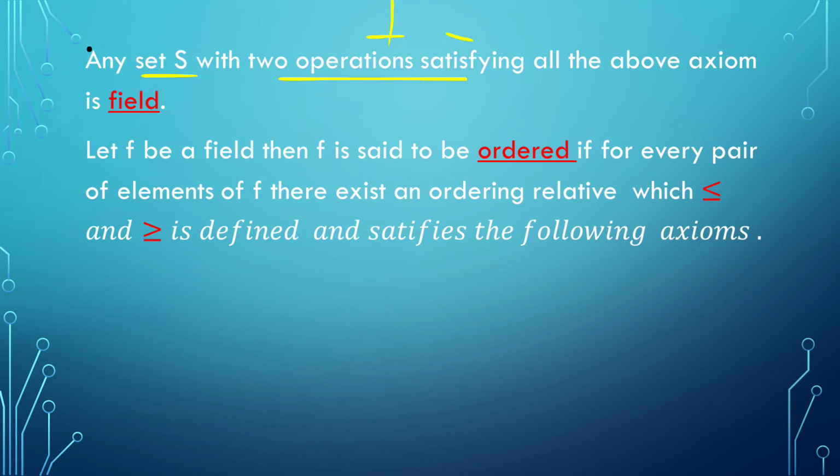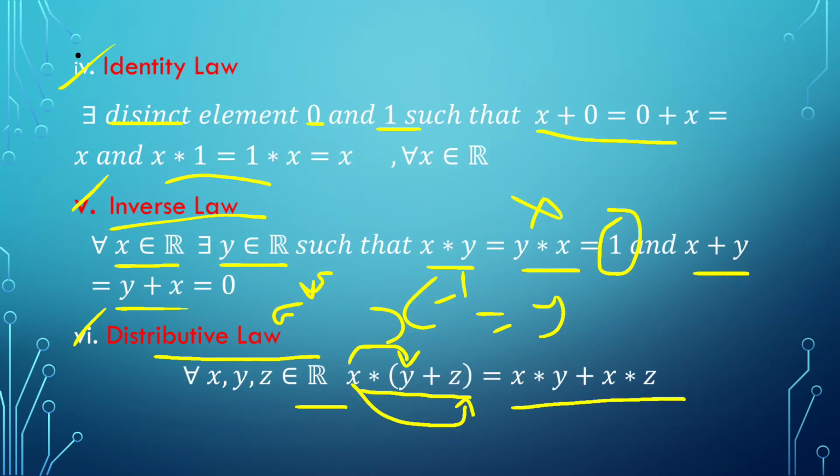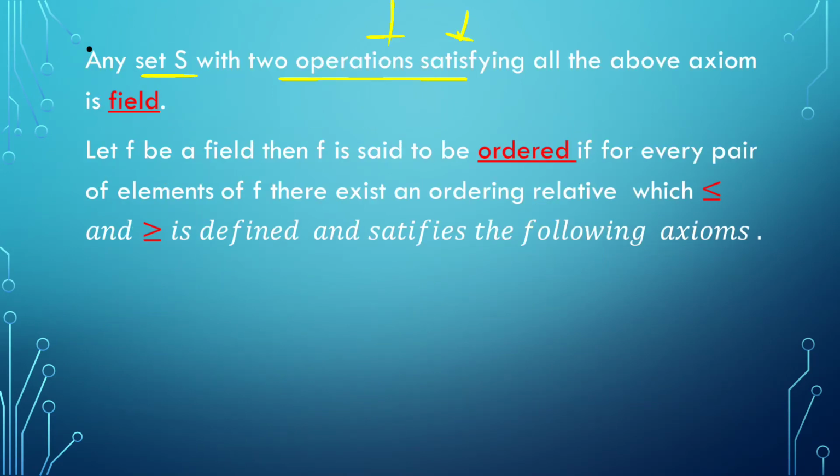Okay, so if you have a set S with the same operations, that is plus and the star, and the above laws hold, the ones that we have just discussed right now, we call that particular S a field.